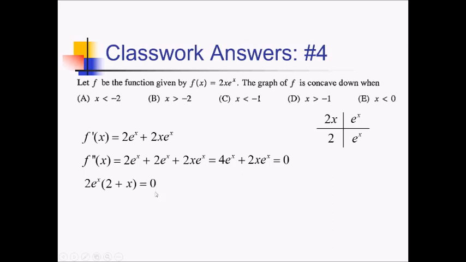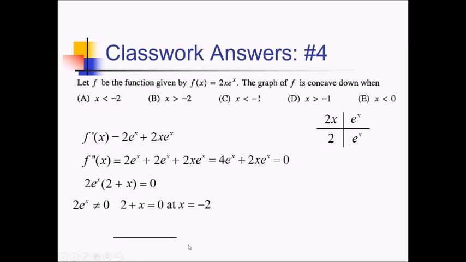Now, using our zero product property, at least one of these things has to be 0. 2e to the x, since it's an exponential function, cannot ever equal 0. So we don't even have to worry about that piece. But 2 plus x can equal 0. It's going to equal 0, subtracting 2 here, when x equals negative 2. So that is our only critical value that we will do our sign analysis around.